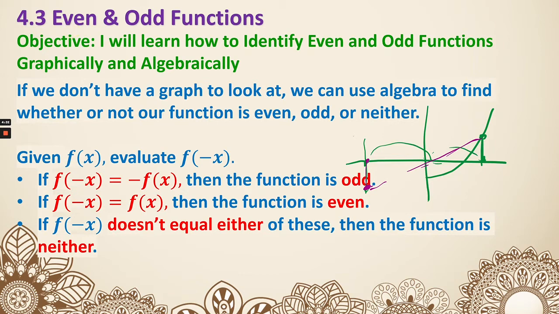And if the value we found is the same as f of x, that means it's going to be symmetric to the y-axis, so it's going to be even. If it's not equal or the direct opposite, that means it's not even or odd, so it's neither. Now let's look at some examples to go through that process.